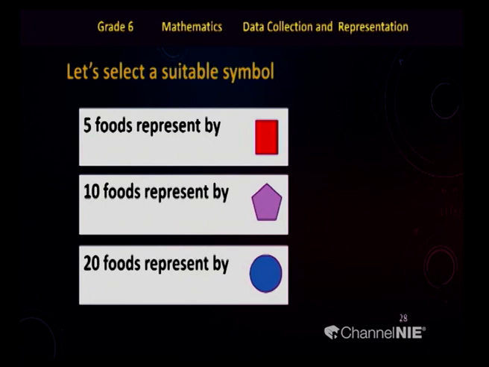Here also we have to use a suitable symbol and we should think how many foods should be represented by this symbol. Okay, let's select a suitable symbol. Now it's your chance. Tell me what will be the most suitable symbol. First one, 5 foods represented by this square. Second one, 10 foods represented by that pentagon. Last one, 20 foods represented by circles.